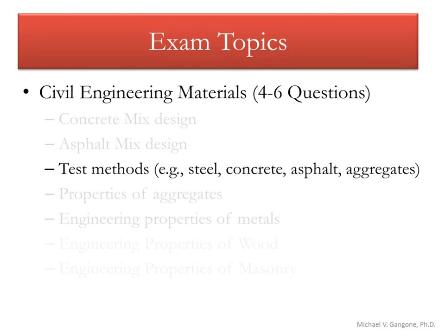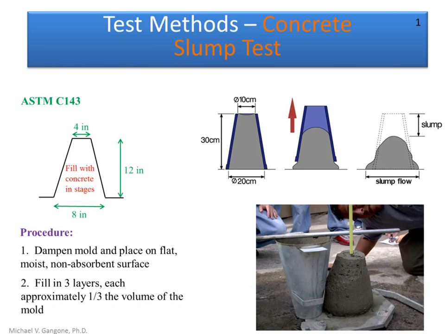The next thing I want to talk about is the testing methods. Again, these are testing methods that are common to things like steel, concrete, asphalt, and aggregate, and these are common materials that we use in civil engineering construction. All right, so the first type of test we'll look at will be concrete tests first. The first one is probably one of the most common ones that we see used for concrete, a slump test. So again, here we have a slump test.